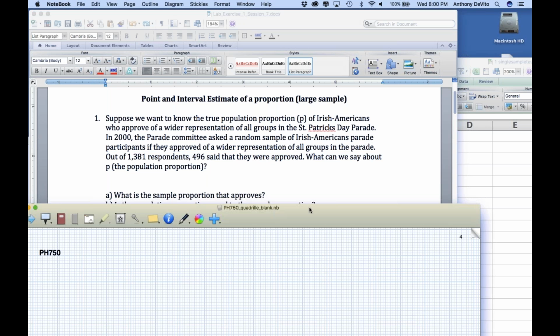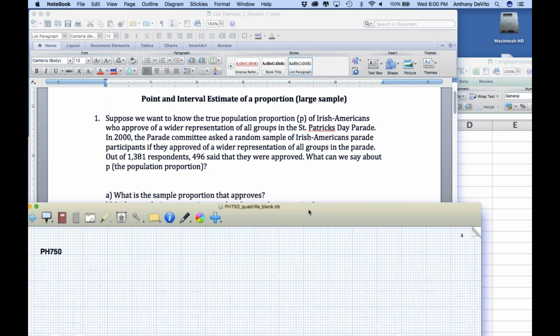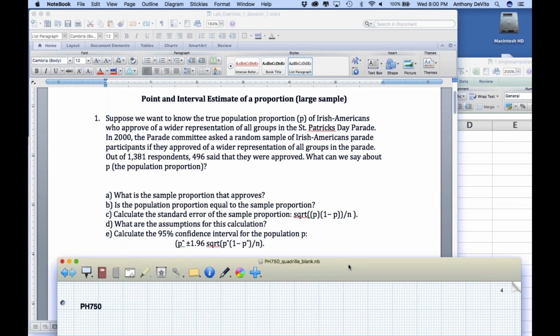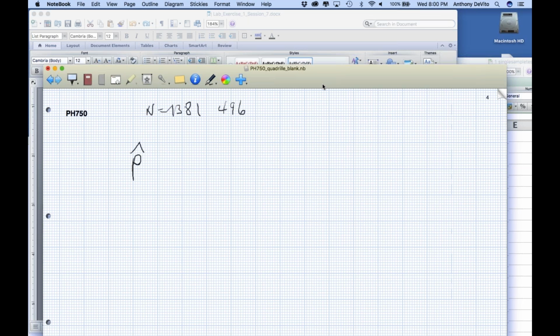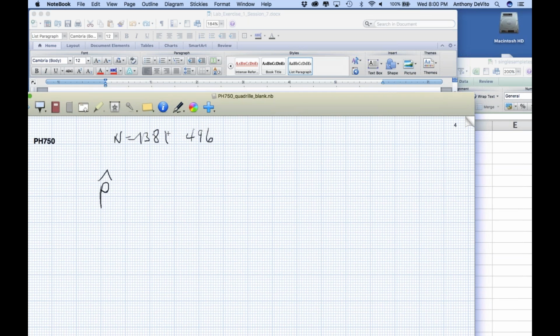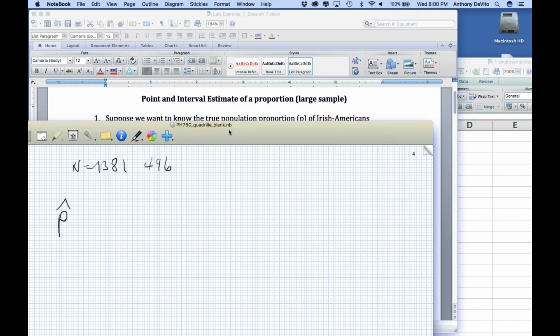Let me get my pen so I can write down some of these numbers so I don't have to remember them. So we had n equal to 1,381, and the number that approved was 496. Our sample size is quite large. So we can calculate the proportion of people that approved wider participation: 496 over 1,381. These numbers are made up, by the way.